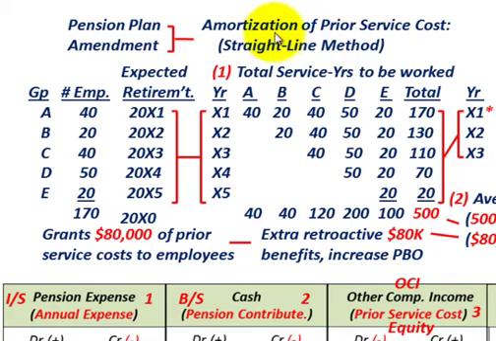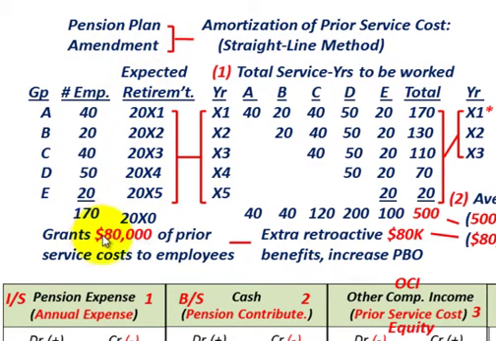What we're going to be going over here is the amortization of prior service cost on a pension plan, and we're going to be using the straight-line method to amortize this prior service cost, or to determine what the service expense is going to be for this amendment here.